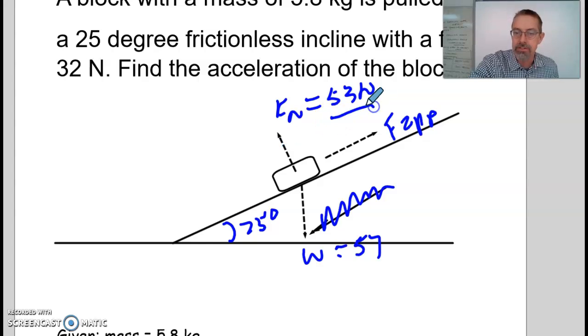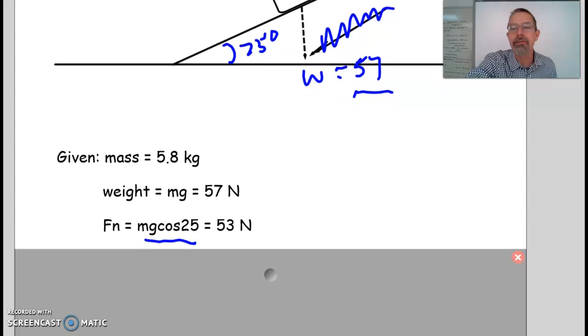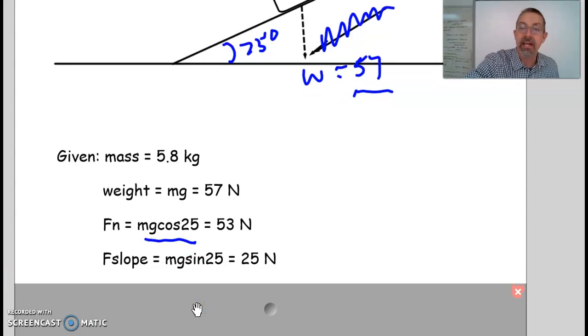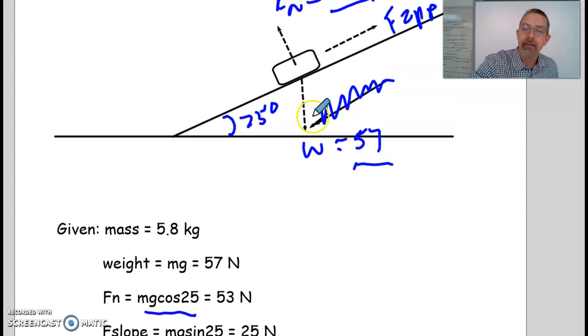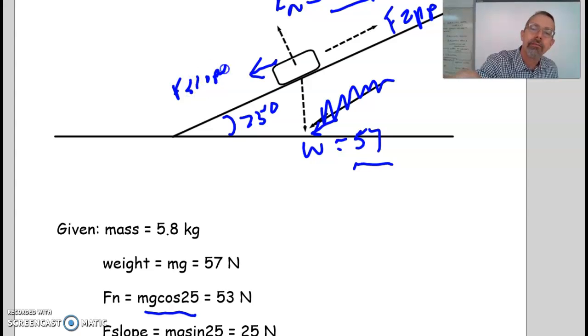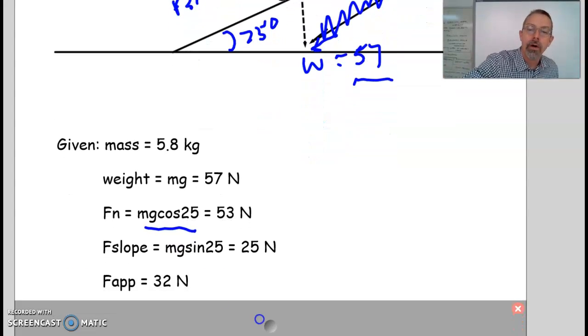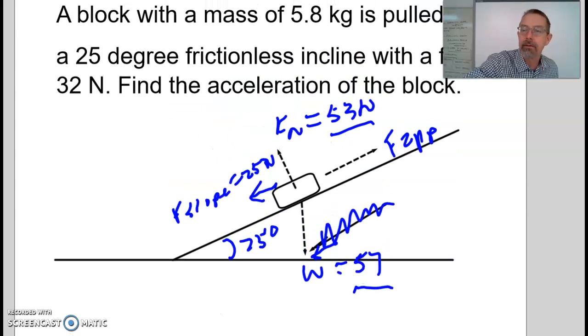But notice my normal force is going to be a little bit less than my weight because I'm at this angle. Now, the component of my force acting down the slope is going to be mg sine of 25. That is this leg of this triangle here, and that's trying to pull it down the slope. That's got 25 newtons of force. Let's say the force down the slope is 25 newtons, even though I'm not going to draw that in the free body diagram. And then my force pulling up the slope was 32 newtons, F_AP.